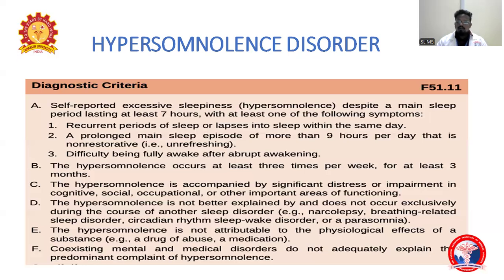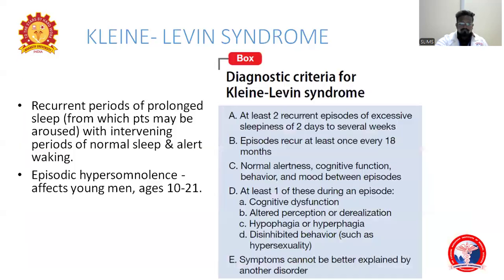The hypersomnolence is not attributable to the physiological effects of a substance. So substance abuse or medication should not cause hypersomnolence disorders. For example, if a patient using benzodiazepines complains of hypersomnolence, it doesn't mean the patient is diagnosed with hypersomnolence disorder. Coexisting mental disorders should also be ruled out before categorizing the patient with hypersomnolence disorder.